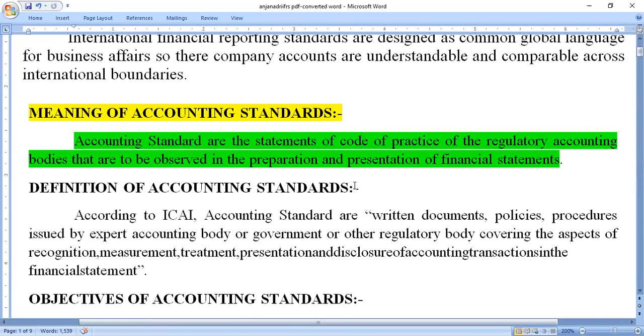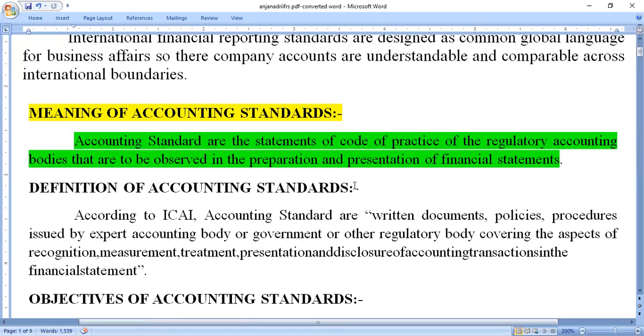First one is the recognition aspect and the second one is measurement. How we are measuring such items in the books of accounts. For example, valuation of stock, valuation of material, valuation of assets, valuation of liabilities. This is the second aspect we keep in mind. Recognition is the first aspect and the second aspect is the measurement.